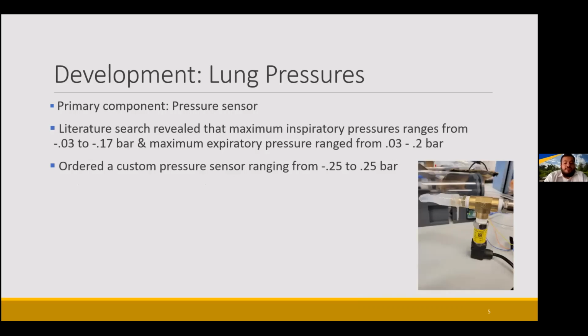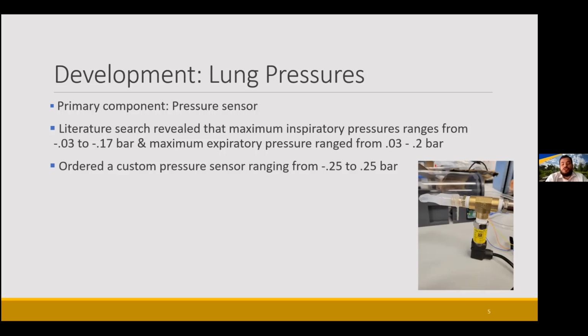For development of the project, we begin with our primary component, a custom range pressure sensor. We chose our range after a quick literature search where we looked for data regarding mouth pressures on both maximum inspiratory and expiratory efforts. We found multiple studies on mouth pressures and came up with a couple of comfortable range expectations for maximum inspiratory and expiratory efforts. Inspiratory pressures range from -0.3 to -0.17 bar, while expiratory pressures range from 0.03 bar to 0.2 bar. We chose a pressure range for our sensor of -0.25 bar to +0.25 bar to give us some wiggle room in case of any outliers.